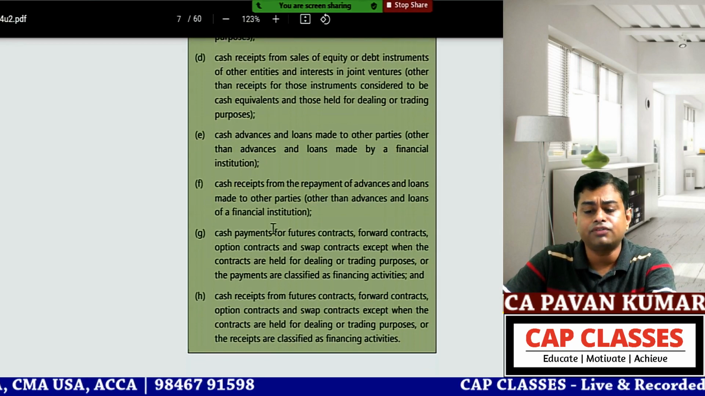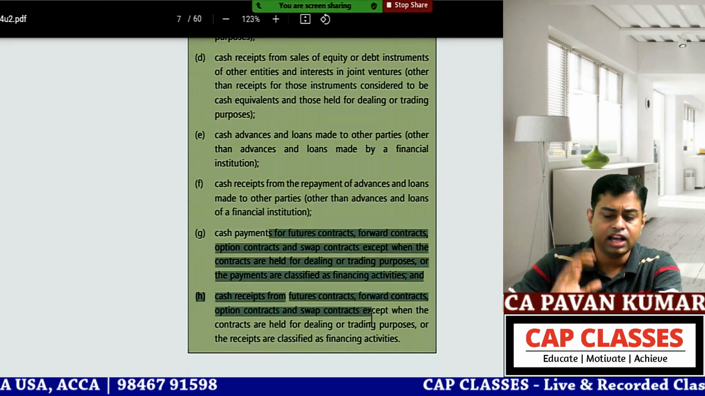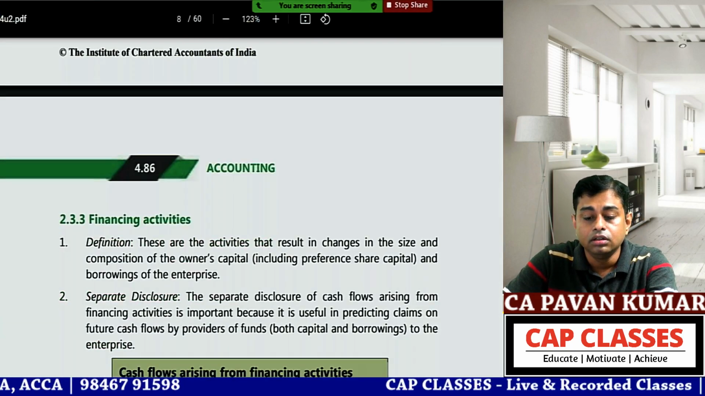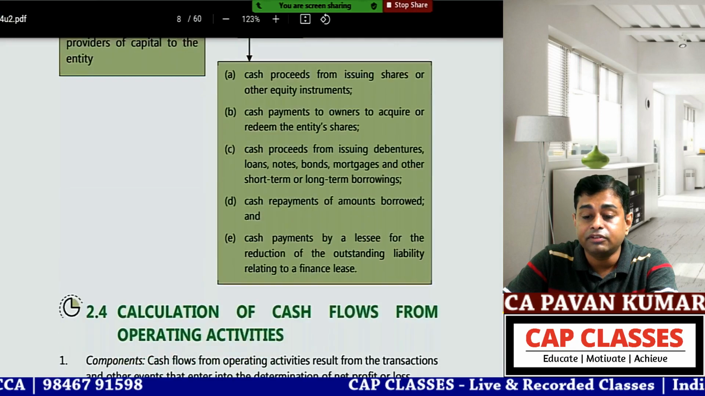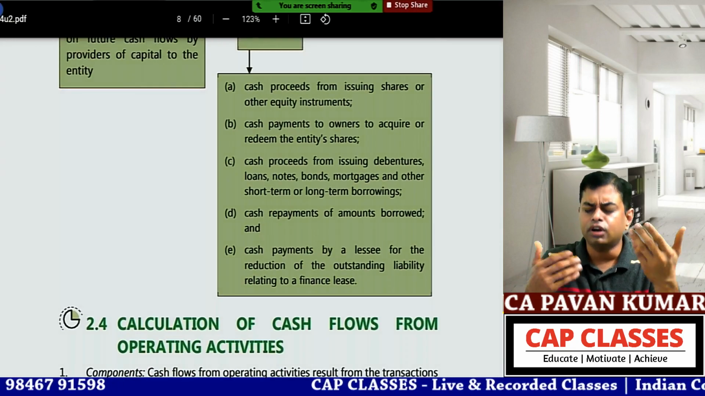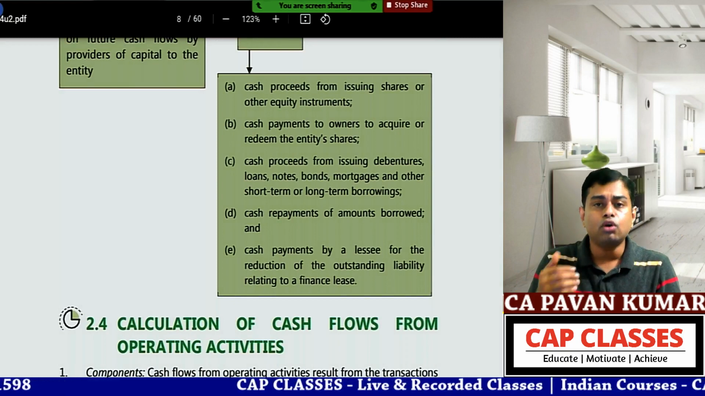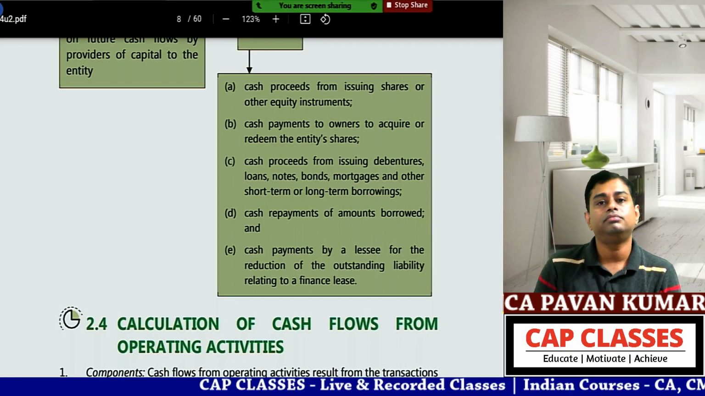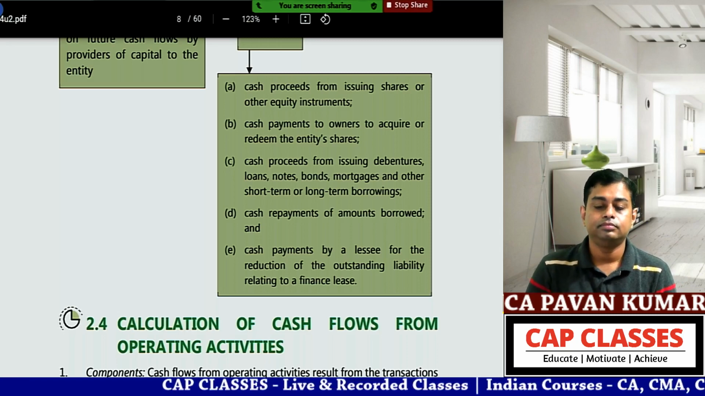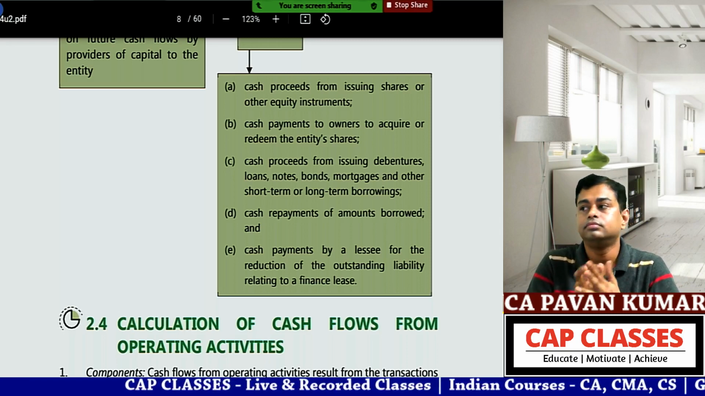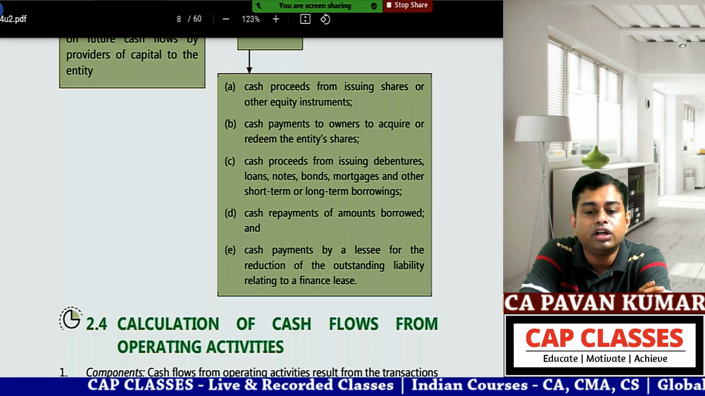That's all. Future contracts, forward contracts, you can leave these 2 points. They are not for you. Financing activities. Below are the examples. Simple: issue of shares, redemption of shares, buyback of shares, right shares, loans borrowed, loans repaid, interest paid. That's all. You understand?